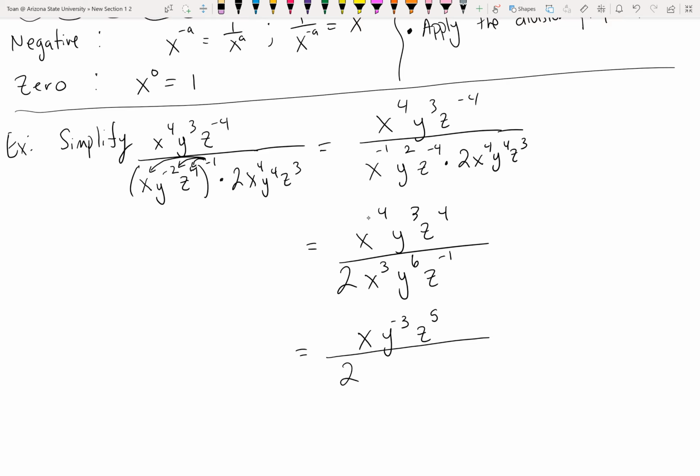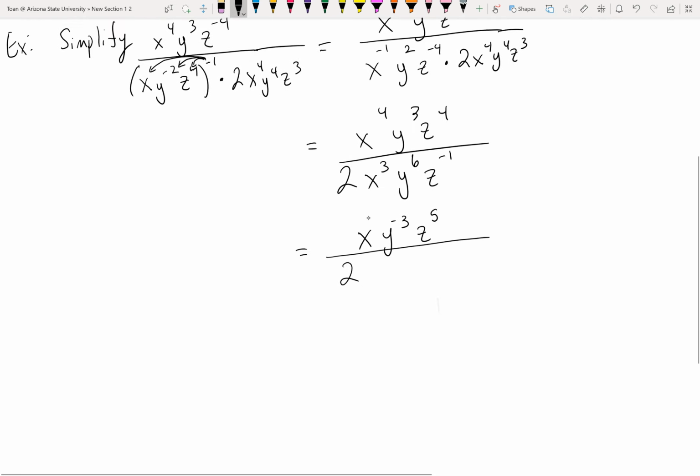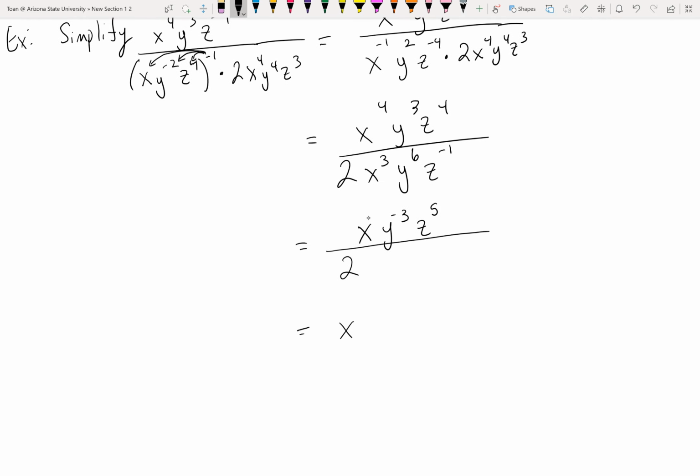Technically, this is the right answer, but the instructions on the practice will say keep your exponents positive. So the last thing we need to do is take care of any negative exponents. And according to the rule, if your exponent is negative, you have to move him across the fraction. So my final simplified answer, the x will stay put, the z will stay put, the 2 will stay put, but the y cubed goes down.